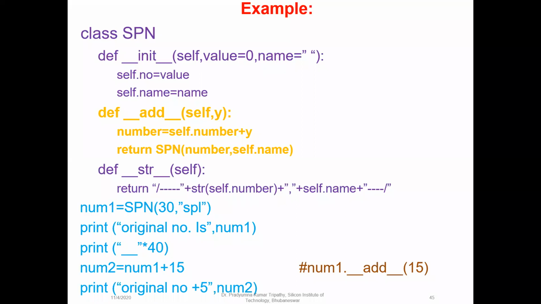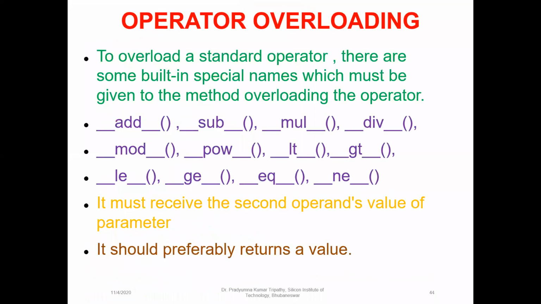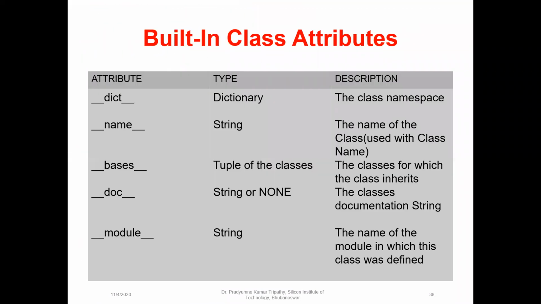How does it work? __str__ is an inbuilt method. It's predefined actually. Maybe somewhere I have written it in my slides. Like this, some attributes are there. Similarly, I have an attribute __str__. Just a second.